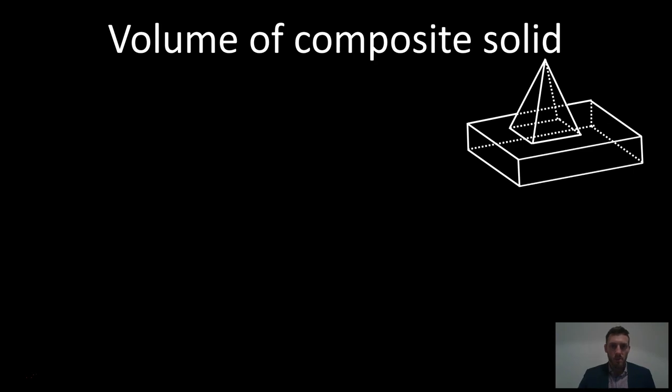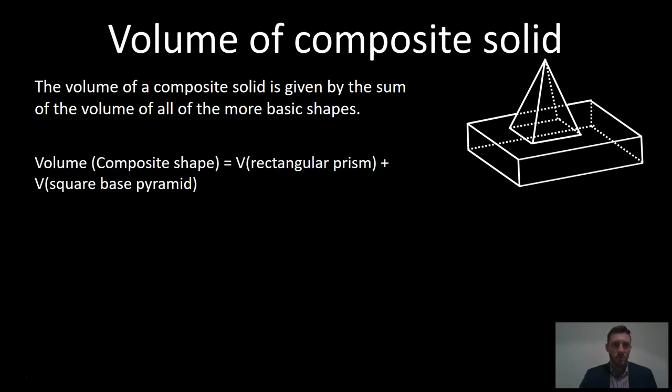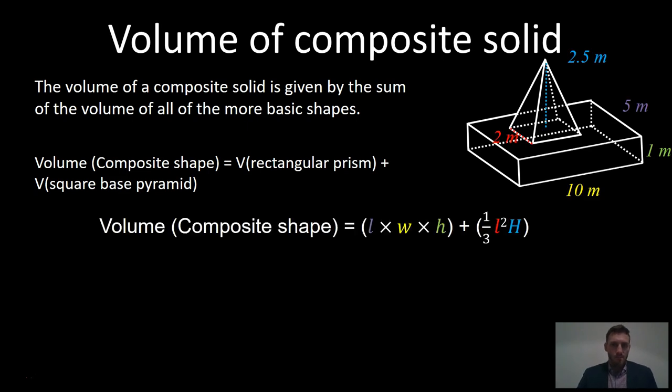Let's look at the volume of a composite solid. The volume of a composite solid is given by the sum of the volume of all of the more basic shapes or solids that make it up. In this case, the volume of the composite shape is the volume of the rectangular prism plus the volume of the square base pyramid. Here we have some measurements.